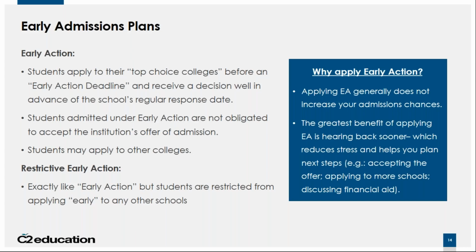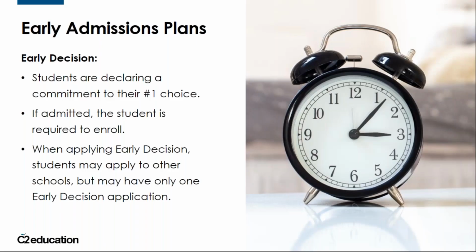If you are applying early action, you do not need to give them a decision until April. So again, you have that time. You just find out early and get to either have a little less stress or plan the next steps. Now, early decision, on the other hand, is a commitment. You are declaring the school your number one choice. That is really the reason you would apply early decision. If you are like, if I get into this school, I am 100% going. Because if admitted, you are required to enroll.